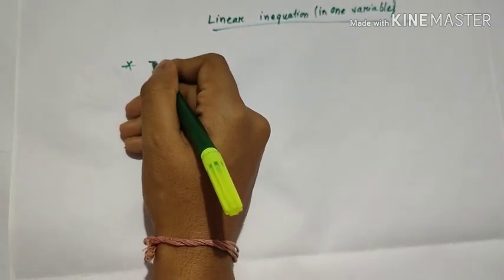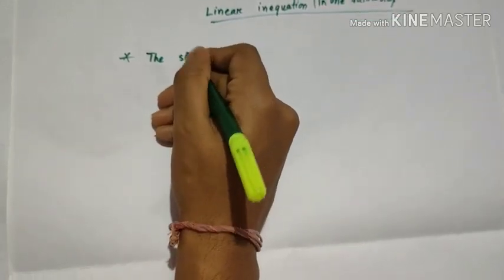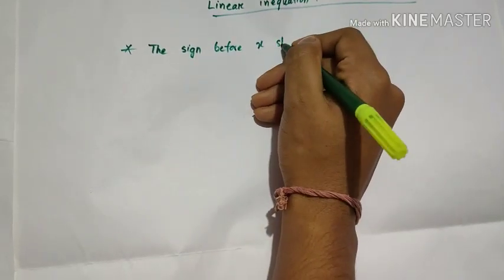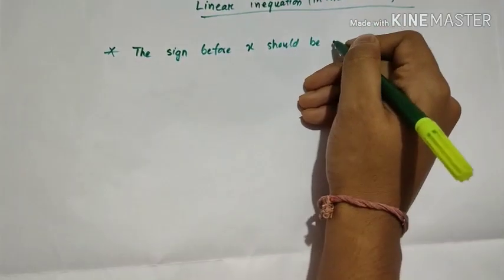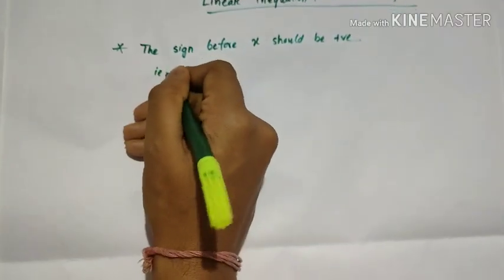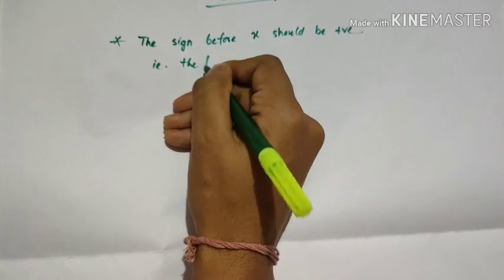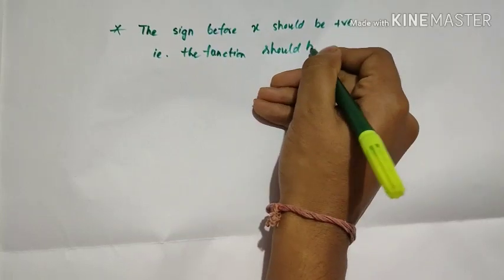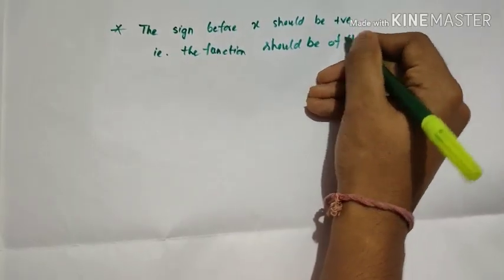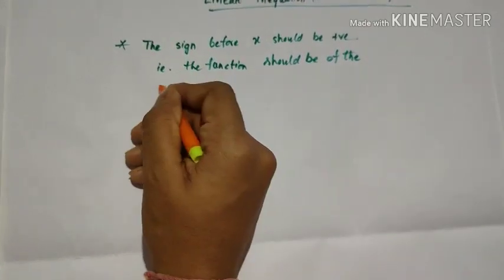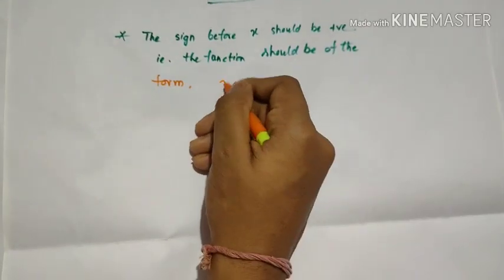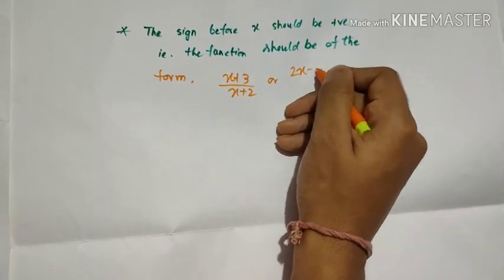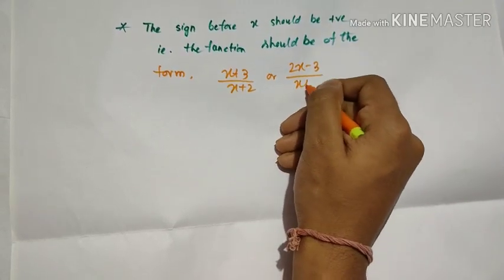These are: first, the sign before x should be positive, that is, the function should be of the form (x+3)/(x+2) or (x-3)/(x+5).